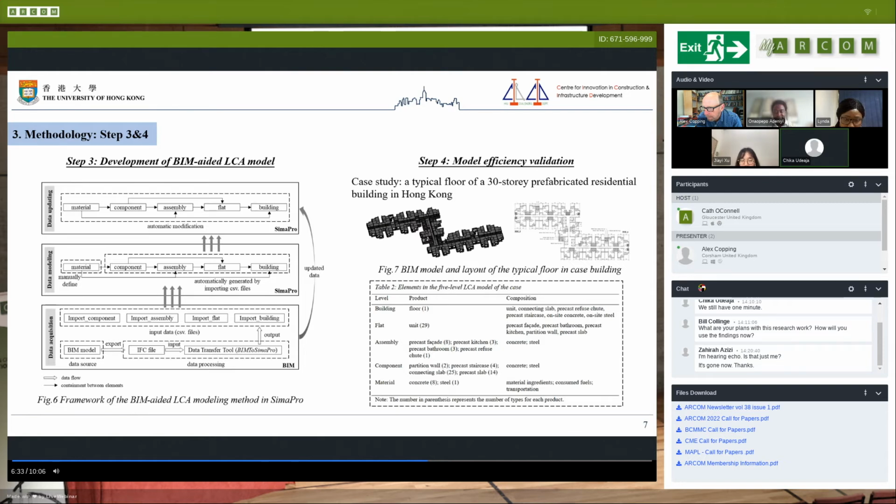To validate the model efficiency, a typical floor of a 30-story prefabricated residential building in Hong Kong was selected for a case study. This table provides the 5-level products defined in the LCA model.